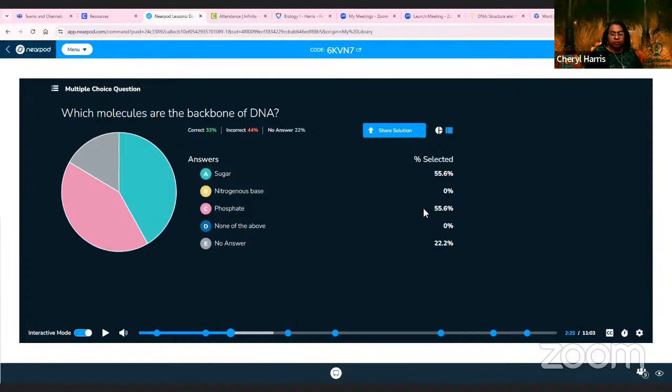All right, I find that this was kind of a hard question to answer because two of them, they don't give you the opportunity to answer two of them, but sugar and phosphate, we refer to DNA as a ladder. And so the sides of the ladder are made of the sugar and phosphate. So they're actually only giving you one way to answer this question, but both answers are correct. Sugar and phosphate together make up the rungs of the ladder.